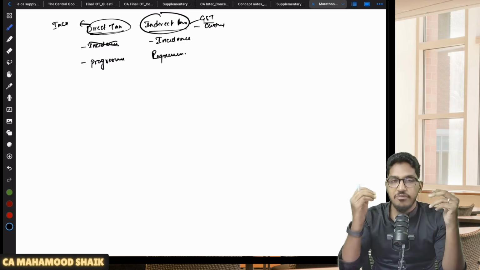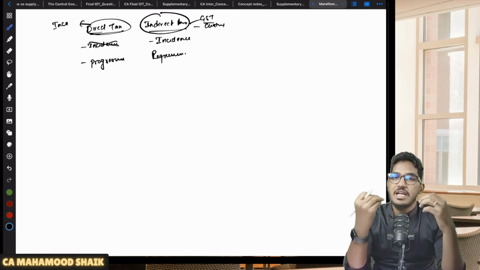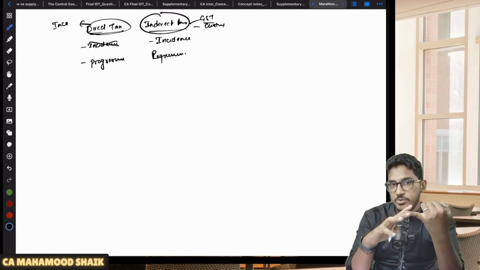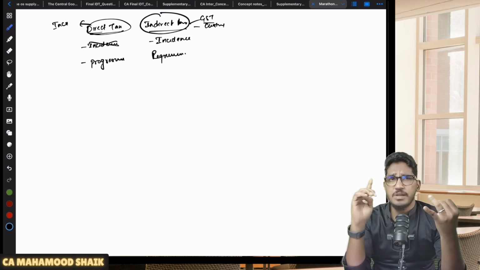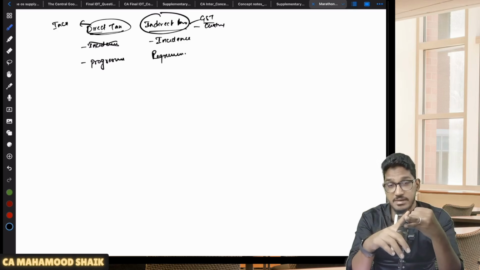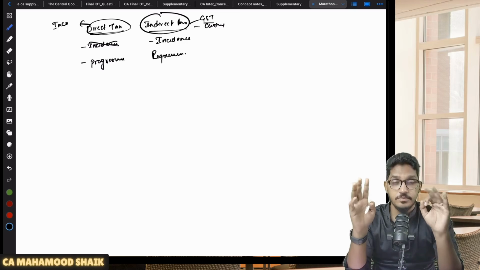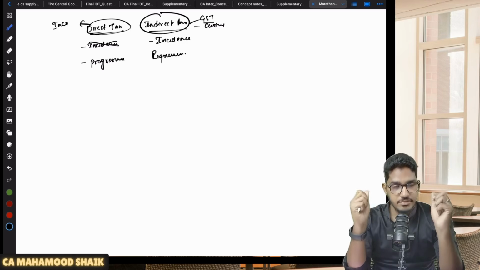Like today, if I purchase a product on which the GST is 18 rupees, I will pay that amount of GST. If some top businessman or some celebrity comes and purchases the product, he will also pay the same amount of GST. If Ambani purchases the product, he will also pay the same amount of GST. So that is the meaning of regressive in nature.